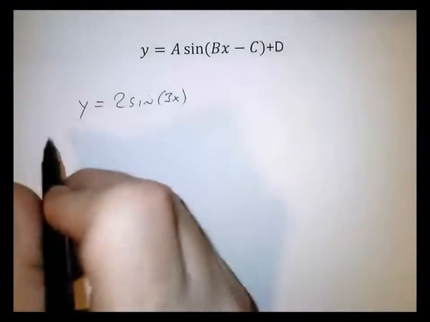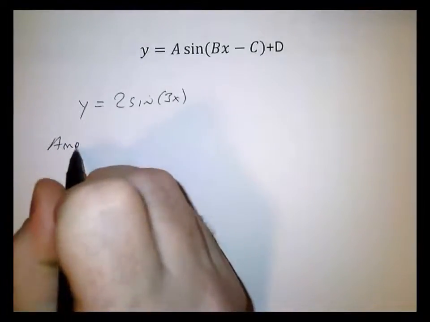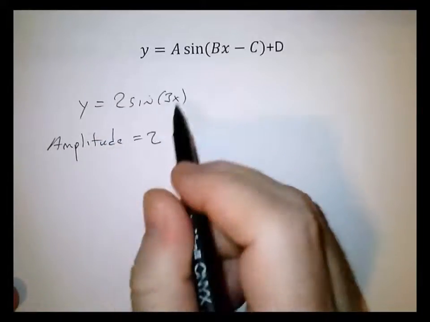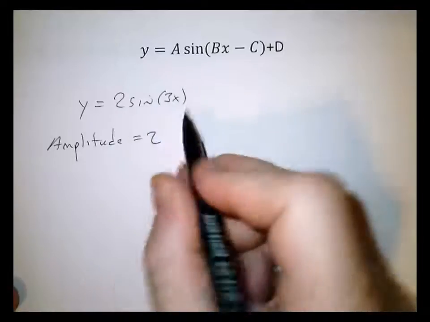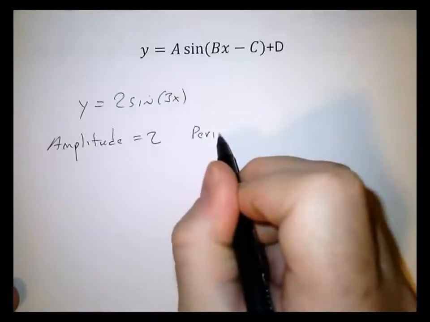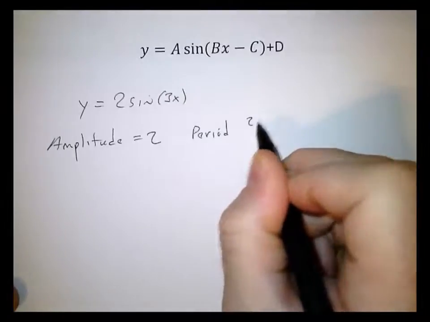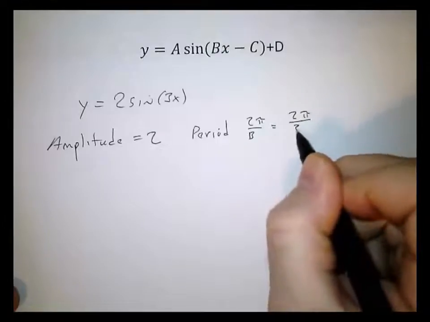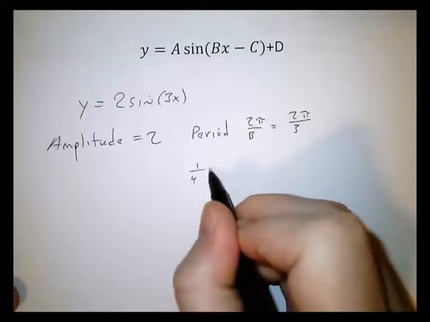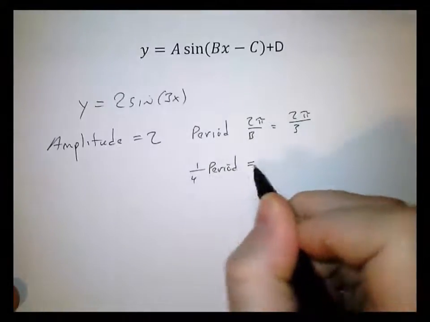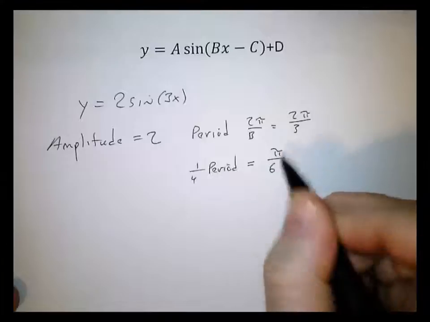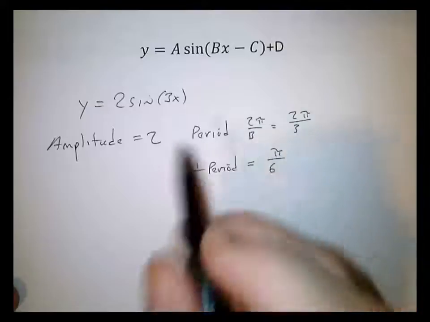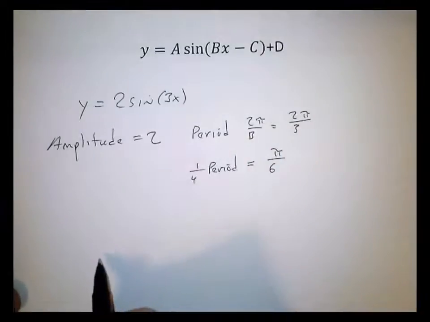And you see our amplitude here is 2. That's how far up and down it's going. And then the period, well, the period in general is going to be 2 pi over b. So here I have 2 pi over 3. And so 1/4 of the period I know is pi over 6, right? Just multiplying this by a quarter. And in general, the period is this, the amplitude is this, and we want to sketch this thing and see what it looks like.